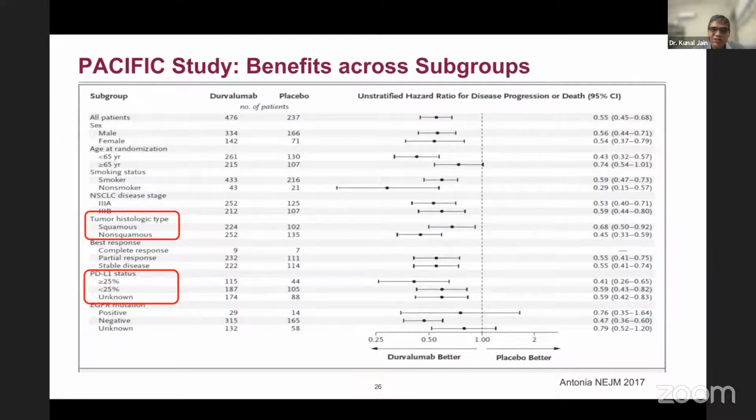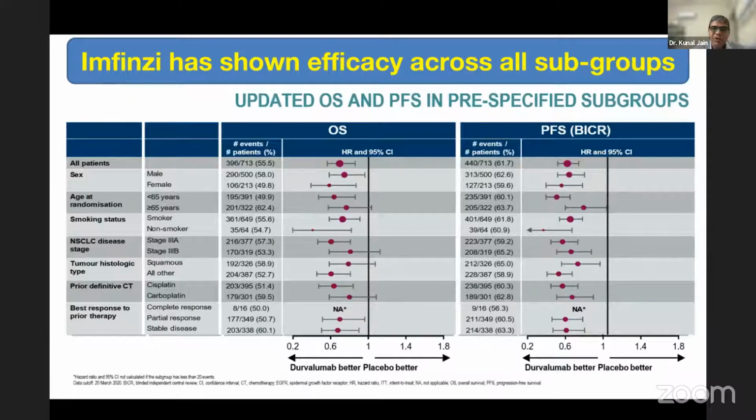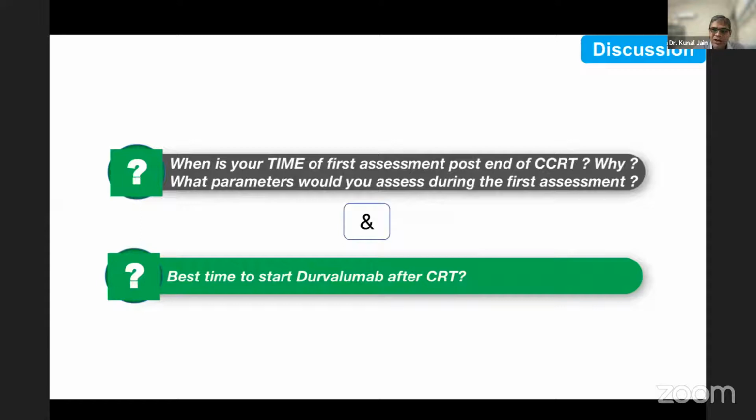And what this forest plot is showing is that irrespective of the subgroup, durvalumab favored all, except maybe EGFR positive, where the benefit was less. But again, we have to be very mindful that the numbers of those patients were very, very small. And the updated OS and PFS, which was presented at ESMO Lung, again showed that irrespective of the various factors, the improvement in OS and PFS was seen irrespective of the subgroup with durvalumab.